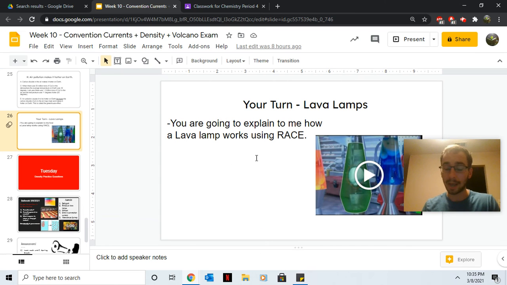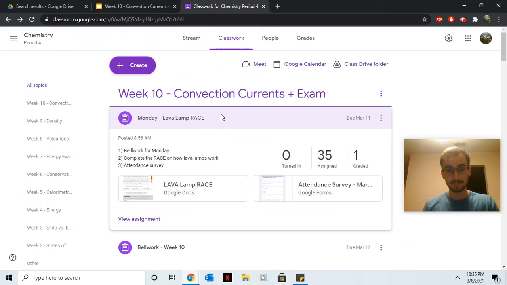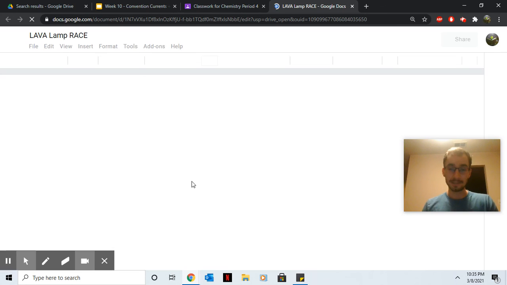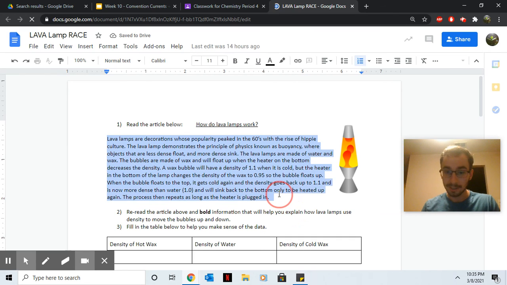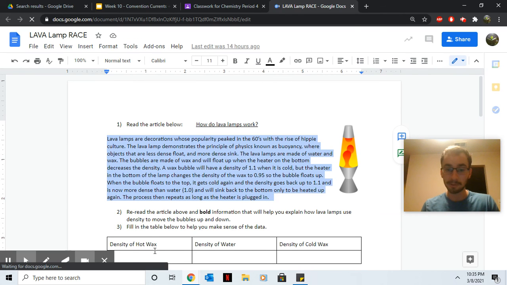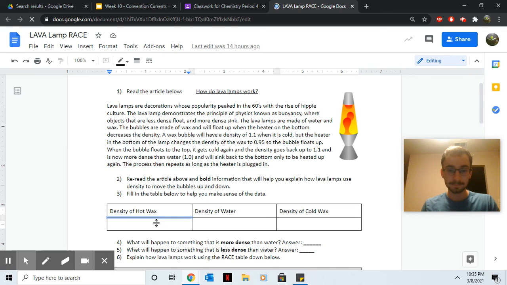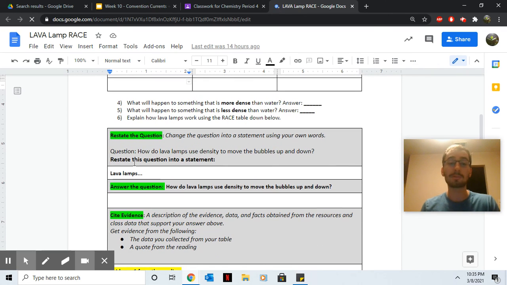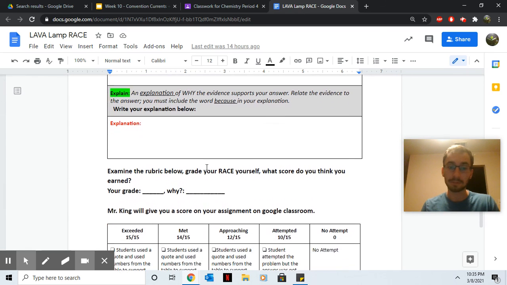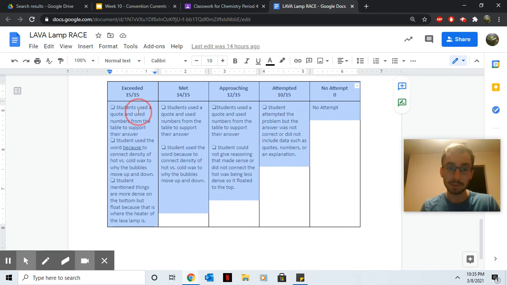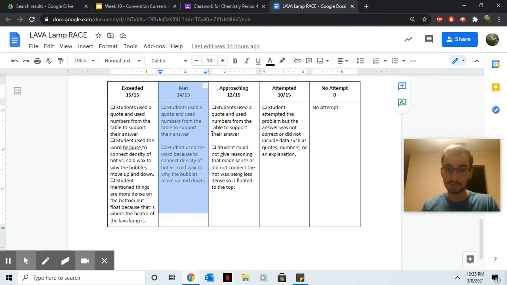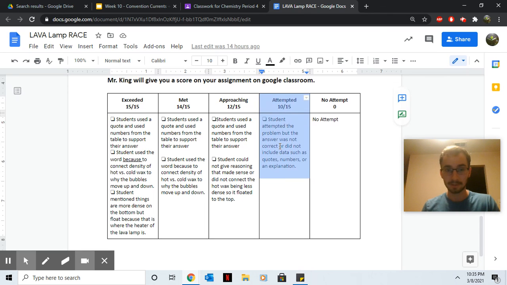Now you're going to explain to me how lava lamps work using RACE. So if you go to Monday, lava lamp RACE, you have a reading about how lava lamps work. So you read that, use the reading to fill out the table to get the data, and then at the very end, you explain to me using RACE how lava lamps use density to move the bubbles up and down. That is the last thing. You'll fill out the box, and at the very end, look at my rubric, try and read the rubric and figure out where you would be. Are you 15 out of 15, 14 out of 15, 12 out of 15, 10 out of 15, or 0? Grade yourself.